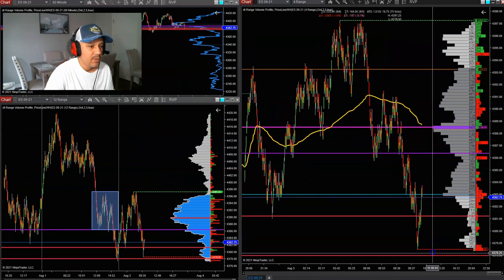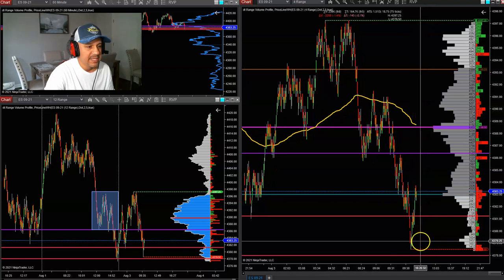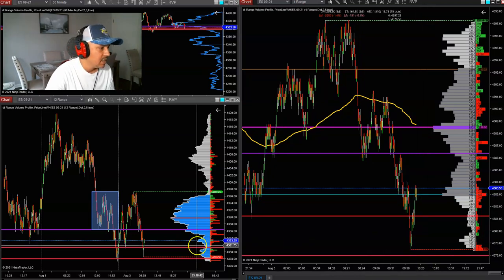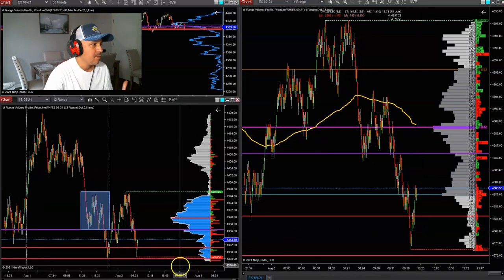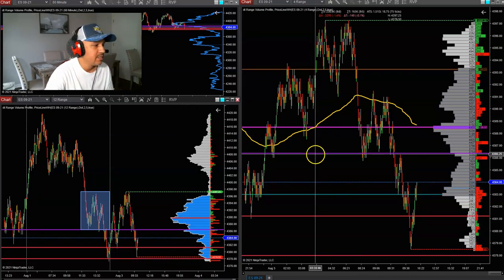So now what I want to see price do is push lower. I mean, come back to give me a second test in this area right here, and hopefully it does. But you never know what the market's going to do. It could continue pushing higher. So we'll just wait and see what happens there.